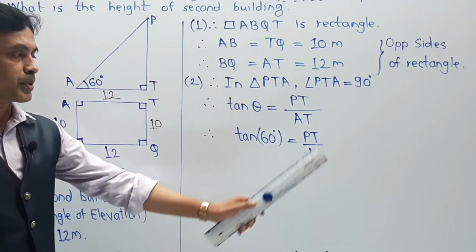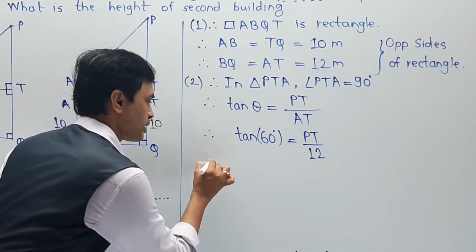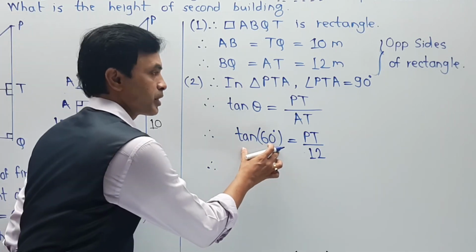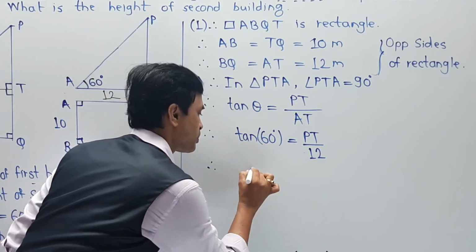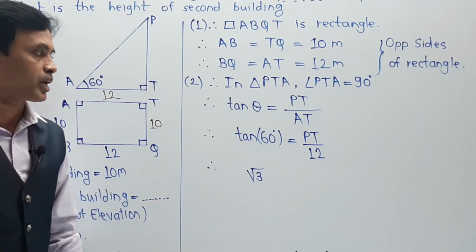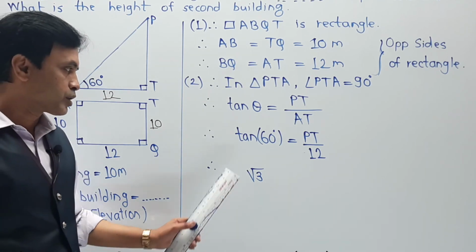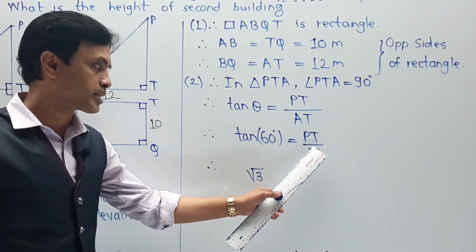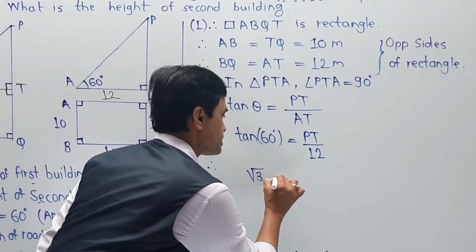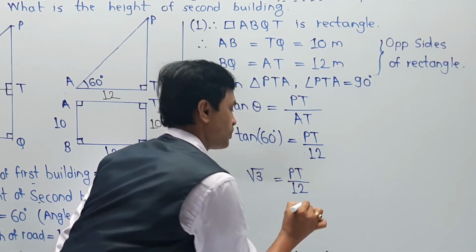Now I am going to write the step connected to it so that I can fit my entire question over there. Here tan 60 is nothing but root 3, as per the previous numerical. So the value of tan 60 is root 3. Moving to the next part, the value of tan 60 is PT upon 12. So tan 60 is root 3, that becomes equal to PT upon 12.